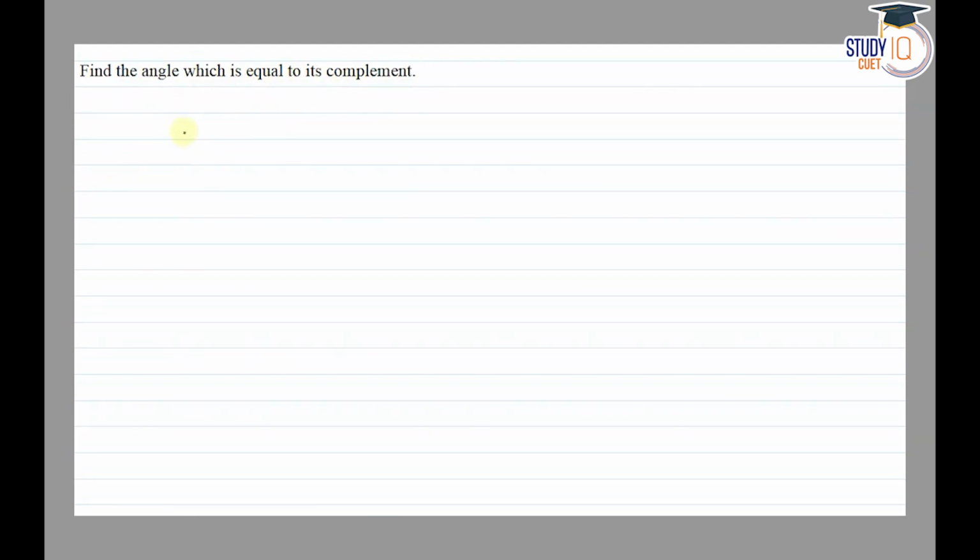So the required angle is equal to x, we will assume. So the angle which is equal to its complement, so x plus x is equal to 90. So this will give us 2x is equal to 90.